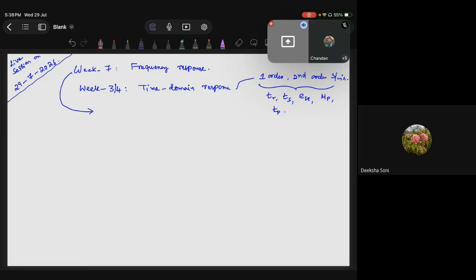week 7 majorly talks about two things. In the frequency response, Bode plot as well as the Nyquist plots. Okay, Bode plot and Nyquist plot. So we'll directly consider two problems, one for Bode plot and one for Nyquist plot in this slide.